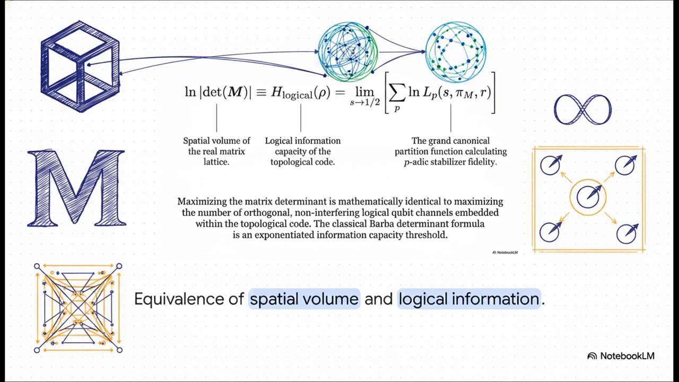This final equation proves that the natural log of the determinant of m is precisely equal to the logical information capacity of the topological code. It proves that finding the maximal determinant matrix for any dimension is mathematically identical to finding the exact number of orthogonal, non-interfering logical qubit channels embedded within a frustrated topological code. The classical Barba determinant formula is literally just an exponentiated information capacity threshold.